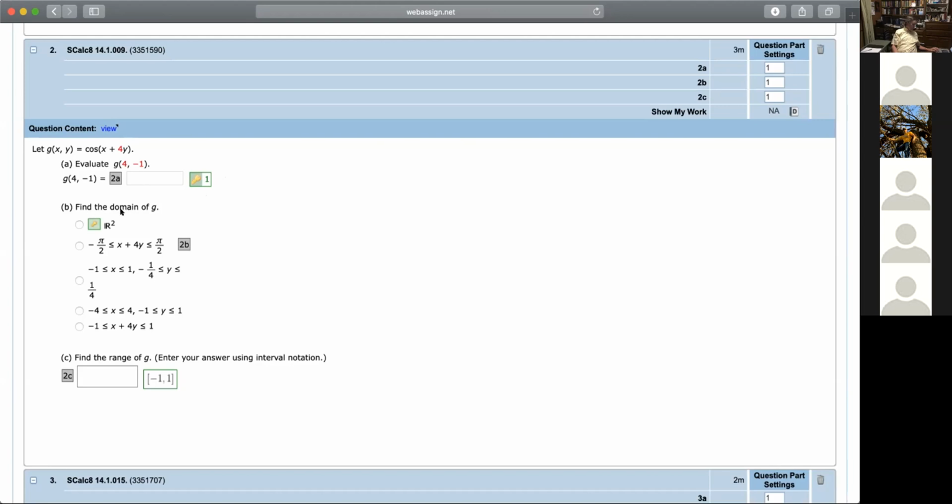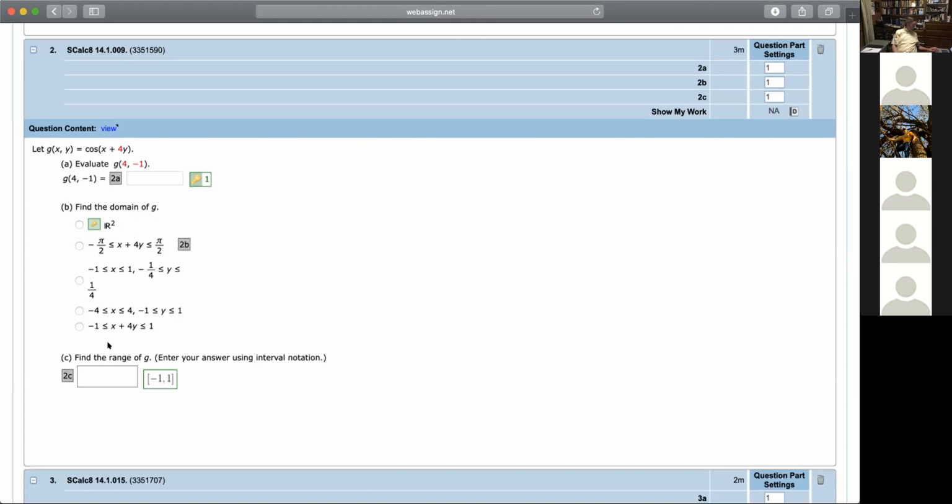So find the domain. The domain's everything that makes sense. The cosine always makes sense. X plus 4y always makes sense. So what are you supposed to write here? R2. Except you don't have to write it, you just have to choose it. This says the x and y is between minus pi over 2 and stuff, but cosine is defined everywhere. This one tries to play games with the ranges and stuff, with minus 4 and stuff. That's just nonsense. Same way with this. This stuff here is just nonsense. Hopefully, if you look here, you say, okay, under what conditions does x plus 4y make sense? The answer is everywhere, cosine everywhere, domain everywhere.